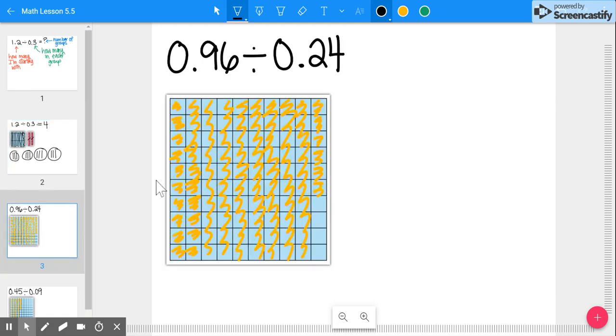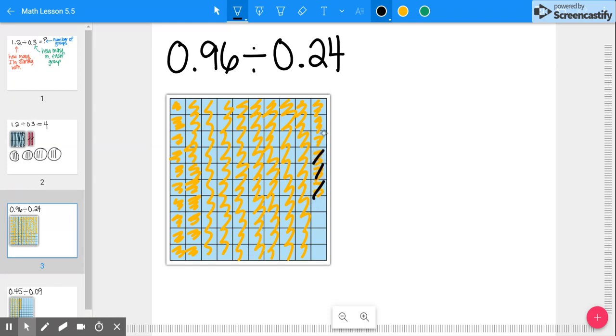Let's look at another problem. I have 96 hundredths divided by 24 hundredths. So 96 hundredths is represented by a flat, but only 96 of the cubes are colored in, because remember, when I have a flat, each cube represents 1/100th. So I have 96 hundredths colored in yellow. Now my second number is telling me that I need to have 24 hundredths in a group because I'm trying to figure out how many groups I can make. So I'm going to use the black. I'm going to cross off 24 cubes.